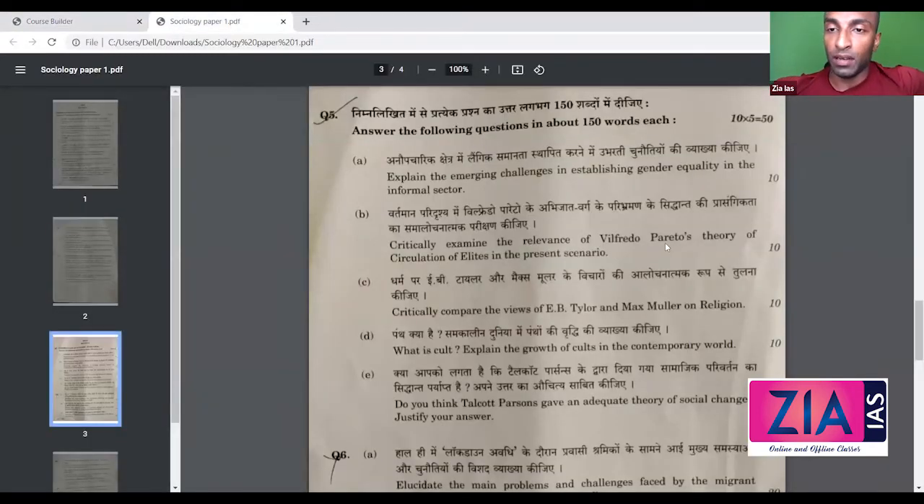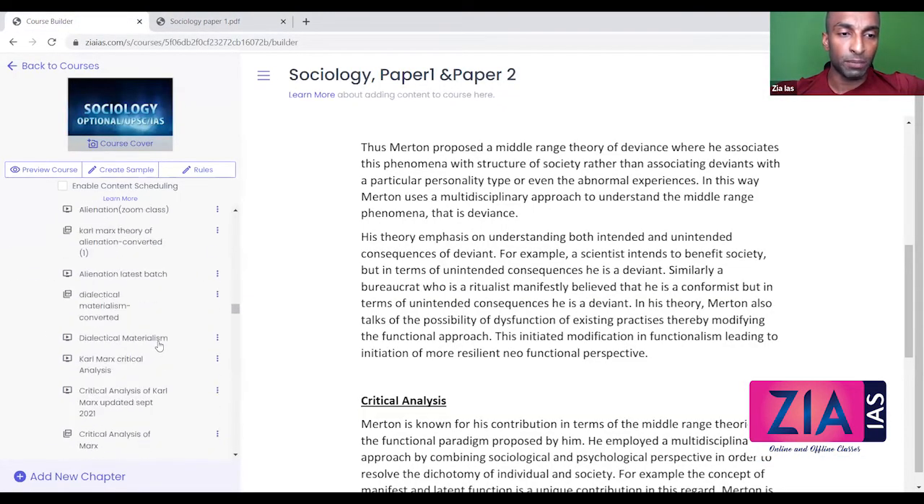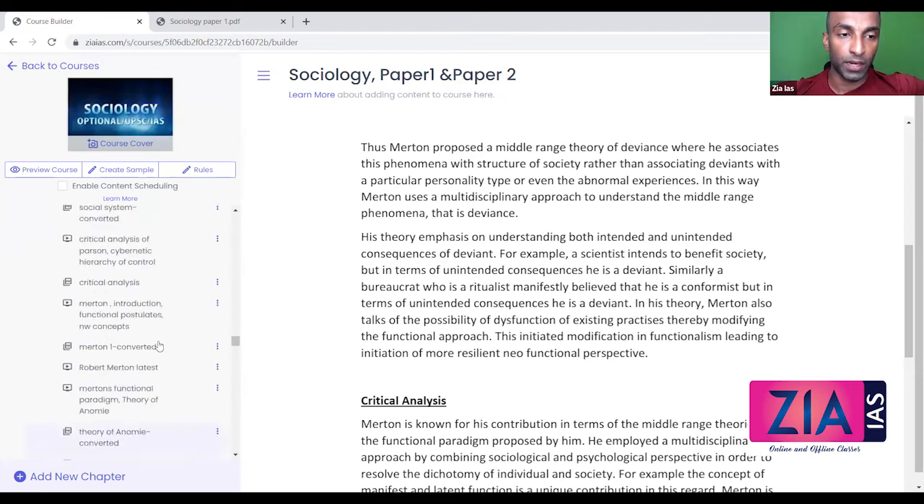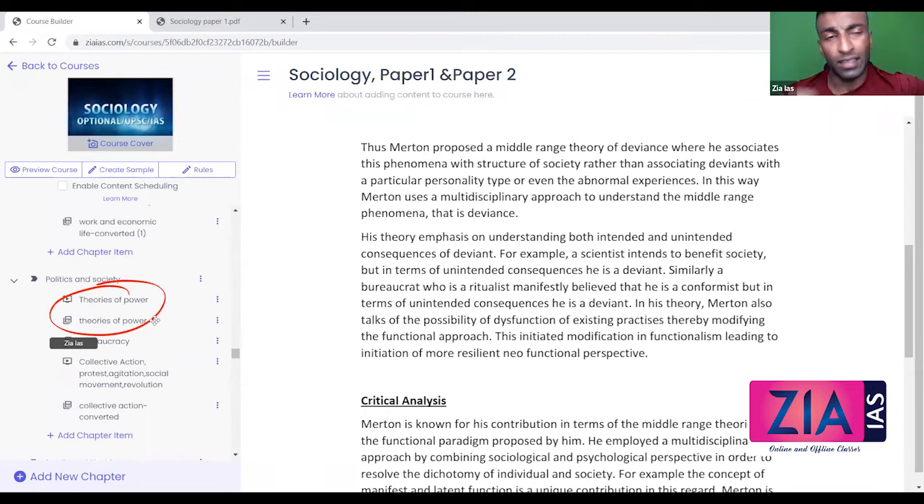Critically examine Wilfred Pareto's theory of circulation of elite in the present scenario. That is discussed in this chapter, Politics and Society, the first part. That's where the theories come. Theories of power. Here we discussed Parsons' concept of power, Weber's concept of power, the variable sum concept and the constant sum concept, and Wilfred Pareto. Every concept of power is actually discussed over there.